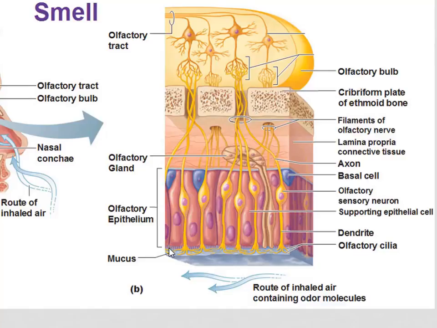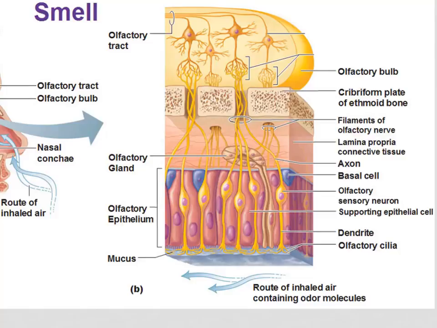And that cilia helps move along this layer of mucus that's generated by some of the supporting cells, which we'll learn about in the next slide. Now, that mucus allows the dendrites to maintain their aqueous environment, and as the air travels over, those odor molecules will bind to the mucus, get dissolved, and be picked up by these sensory neurons. So how big is this olfactory epithelial plate?